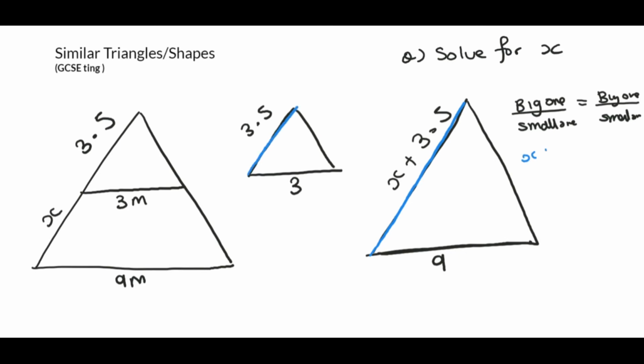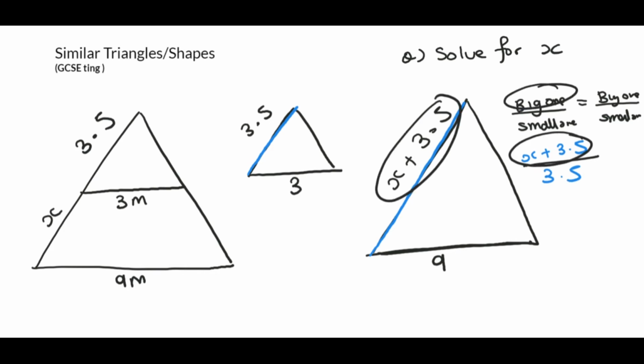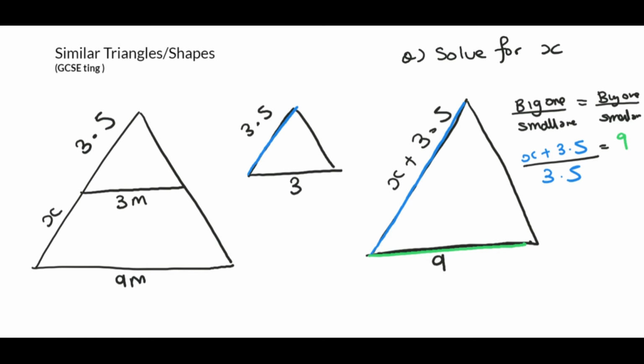So I'm going to put x plus 3.5 divided by the 3.5. That's the small one, yeah? So remember that. So this is the big one, and the small one is 3.5 from here. You get me? Cool, cool, cool. Let me rub that out. Now we're going to equate that to the big one, so the big bottom. So this one right here is 9, so I'm going to put 9 right there. I'm going to divide it by the small one, so this 3.